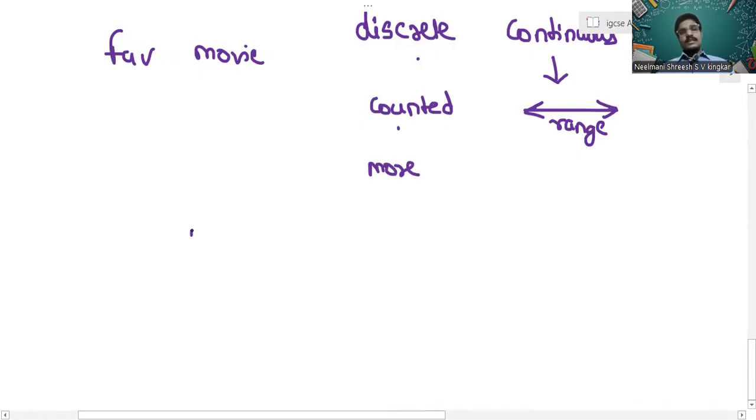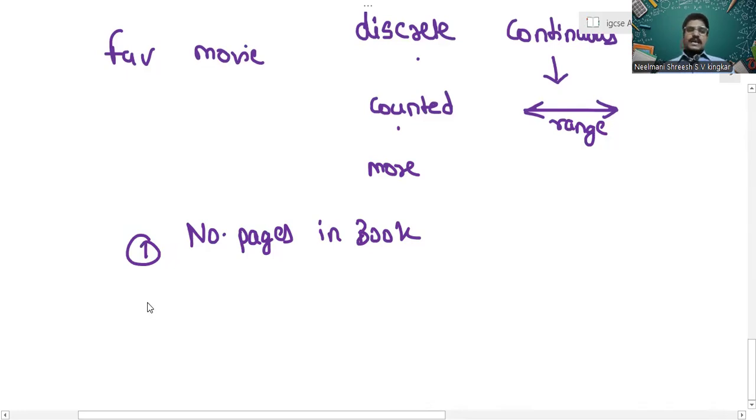For example, the number of pages in a book is an example of a discrete value. If I say the number of words in a title, this is a discrete value. You can have a fixed number of words, right? You can either have 7 words, 8 words, 15 words. You cannot say I have 15 and 3 by 4 words. Not possible, right? So these types of values are not possible in discrete. You may have fixed values.